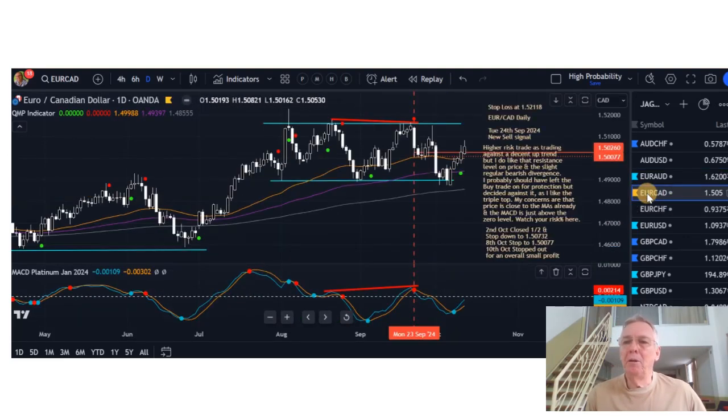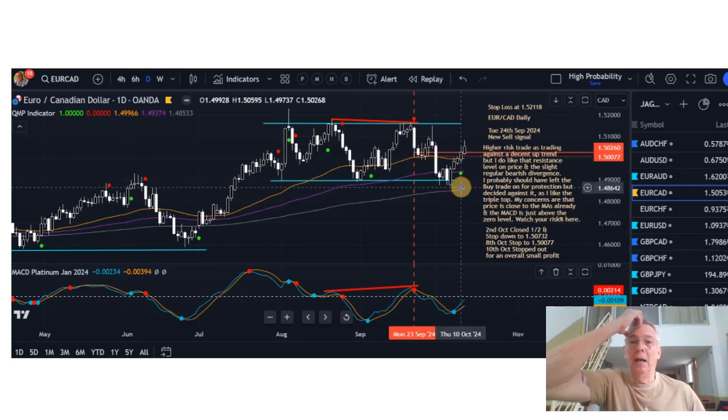Euro CAD, Euro Canadian dollar, it's highlighted. I'm removing this pair from my list. And there was a new buy signal on Friday morning. I didn't take it because I'll explain why. I've gone to the Pound CAD, so I might as well get rid of the Euro CAD.